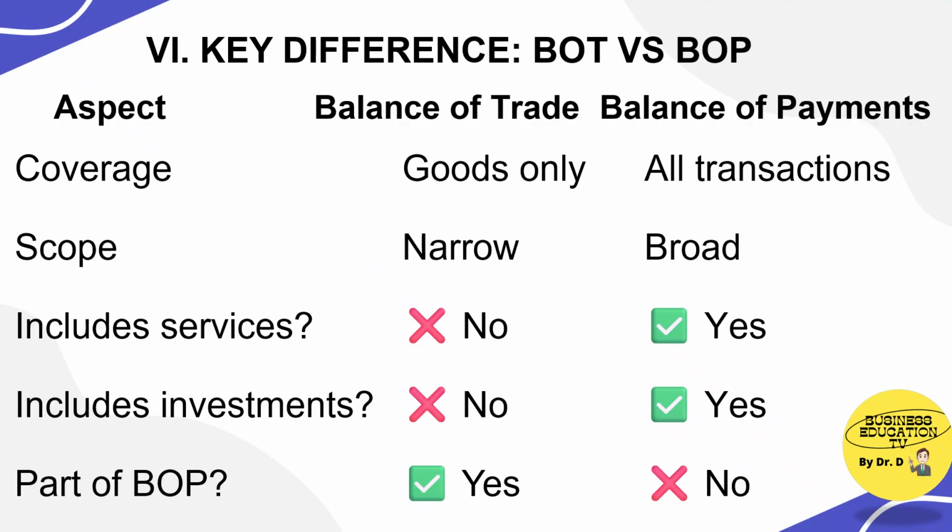The key difference between the two is in terms of coverage. You can see that BOT is goods only, while the balance of payments is all transactions. The BOT is narrow while the BOP is broad. The balance of trade doesn't include services or investment, but the balance of payments includes services and also investment. So balance of trade is actually part of the BOP, but the balance of payments is not part of the balance of trade.